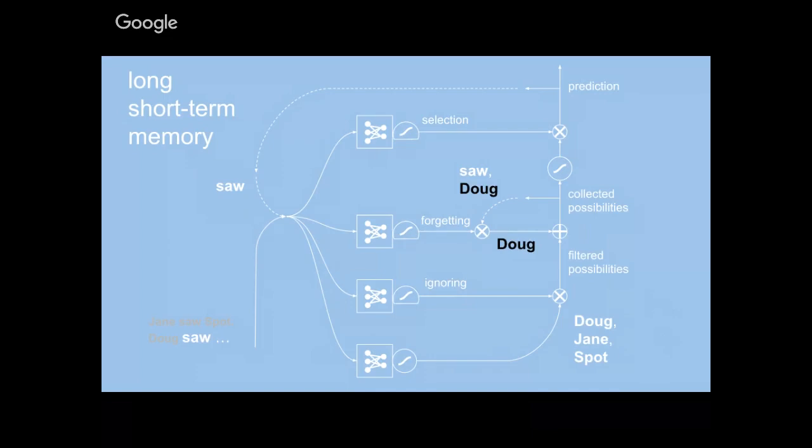This is what it is doing. So here in the next example, this was the previous collected possibilities that led to a prediction for "saw," and then it outputted that you should forget Doug. And when you output the next word that should follow "saw," which is either of these three nouns, it sends in Doug, and the forget gate sends out Doug, and you realize that you need to forget Doug, so the next output should be Jane or Spot.